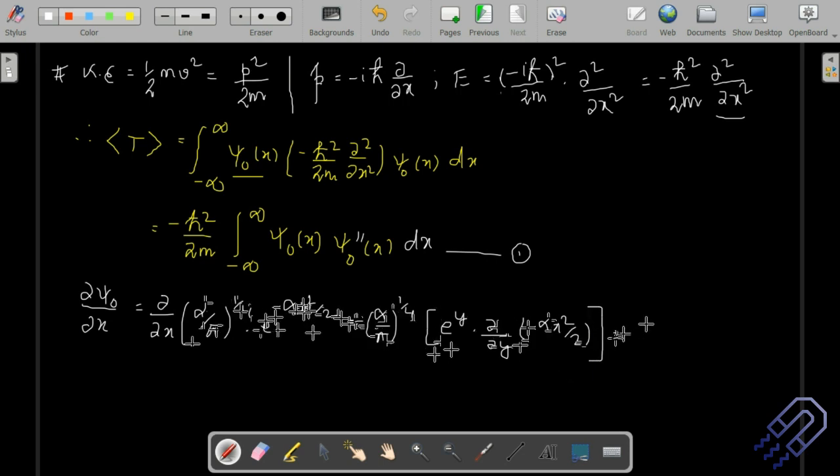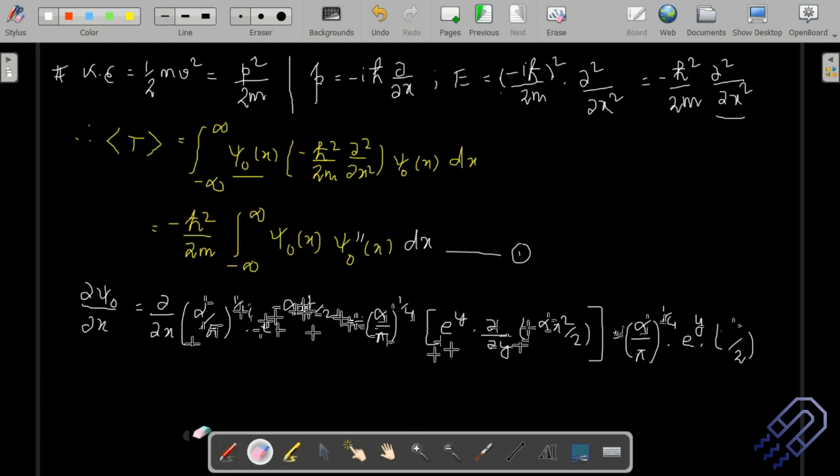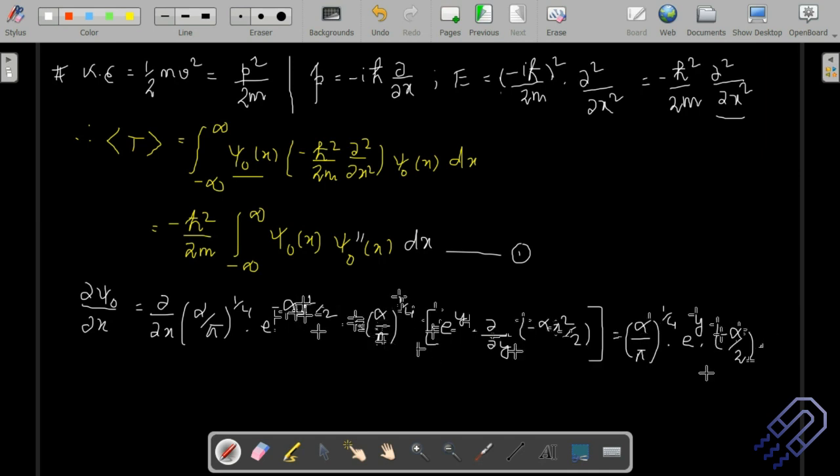So it would be nothing but alpha divided by pi to the power 1 by 4 into, you can also try doing it, e to the power y into, this is my y term, so that's minus of alpha divided by 2, which I can actually take out. There is a minus sign. So minus plus, everything will matter at the end to get the final answer. Minus alpha into x square, so that is 2x. So let's cancel out this 2 and 2, and this is my result that I'm getting.